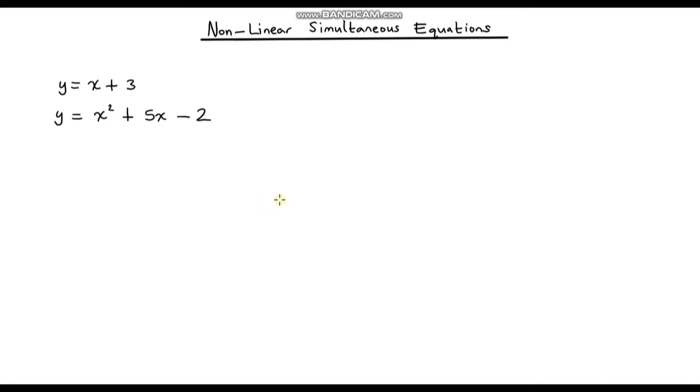Now in this video we're going to look at simultaneous equations where one of our equations is linear but one of them is a quadratic. Okay, so we know that there are two ways to solve simultaneous equations. We can either use the elimination method or the substitution method, but when we've got a quadratic we have to use the substitution method. So what we're going to do is we substitute the linear equation into the quadratic equation.